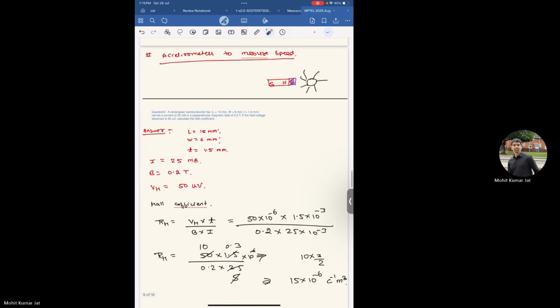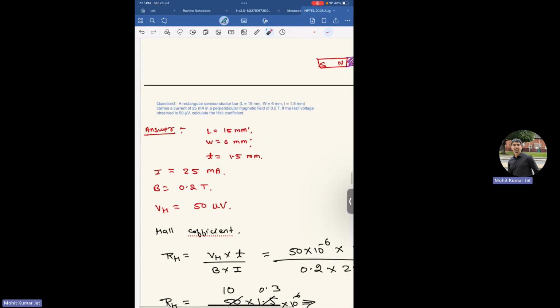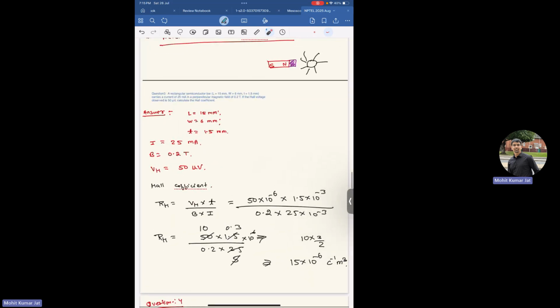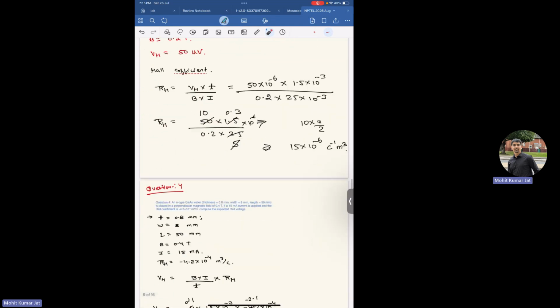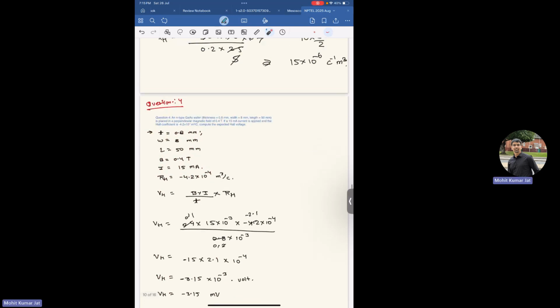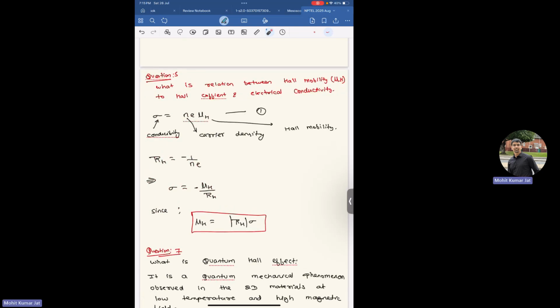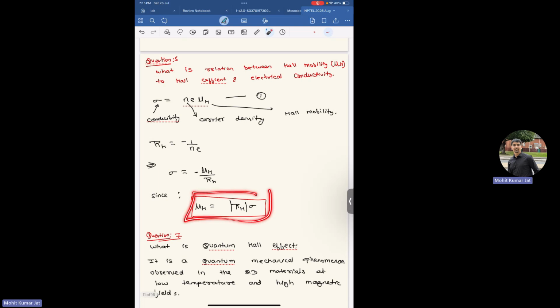Then in the next question, we computed the Hall coefficients given the length, width, thickness of the sample, current passed in the sample, magnetic field applied perpendicular, and the Hall voltage measured. Depending on that, we computed the Hall coefficient RH, which is VH times T divided by B magnetic field times current. Then the next question, we computed the expected Hall voltage similarly with the formula. Then we derived the relation between the Hall mobility and the Hall coefficient. This is mu H is RH times sigma.